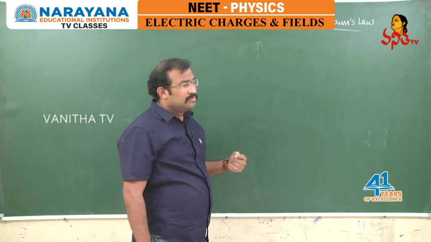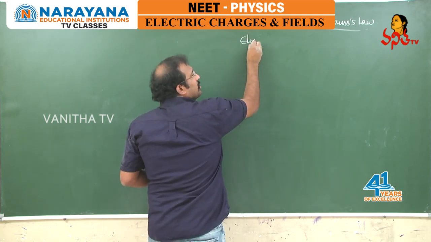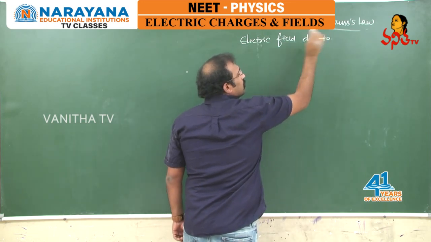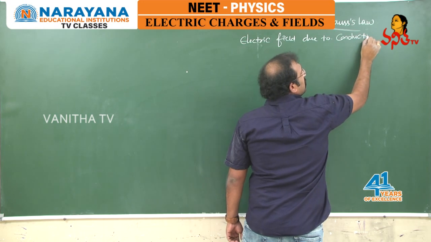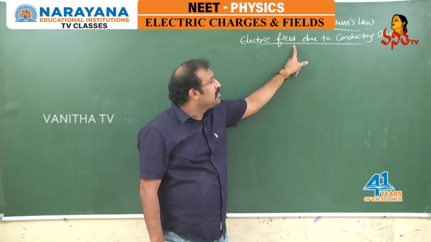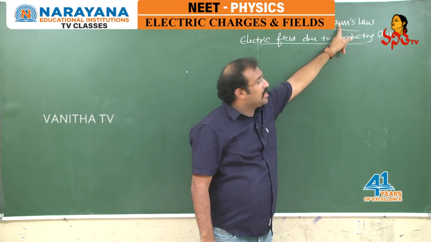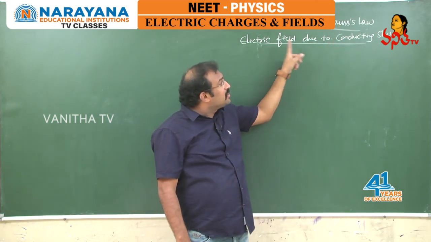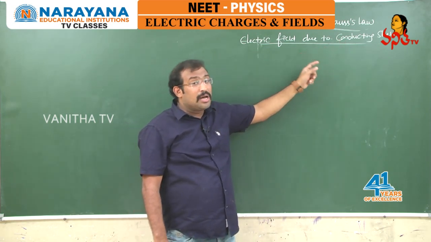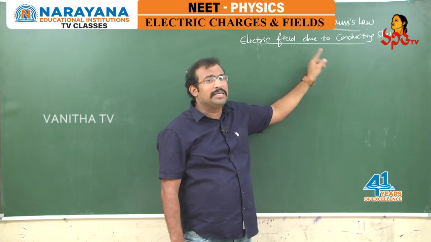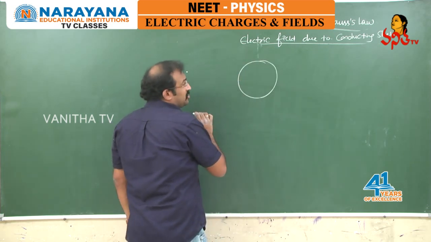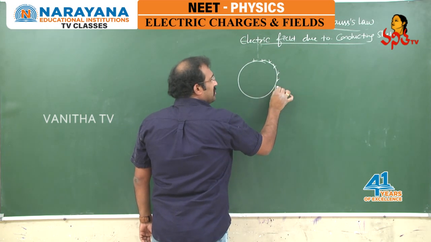So first one is electric field due to a conducting shell. Now what we are going to discuss is electric field due to a conducting shell using Gauss law. This electric field due to a conducting shell is the same as for a non-conducting shell as well as a solid conducting sphere. Now let us see how to calculate the electric field. Consider a spherical shell which is uniformly charged.